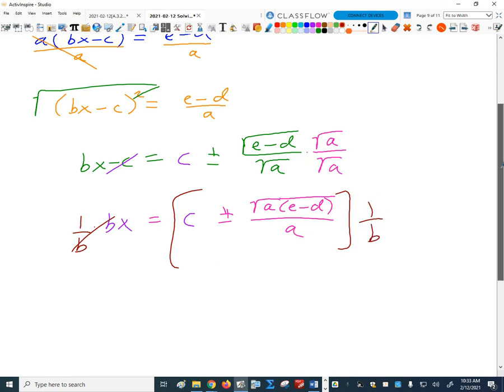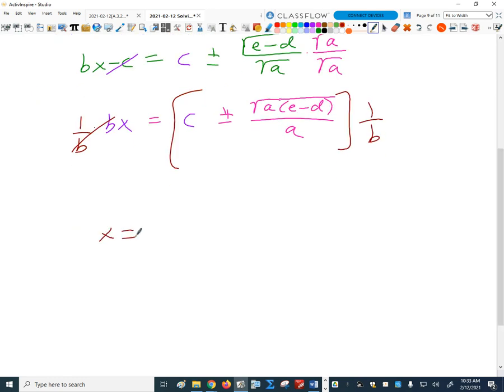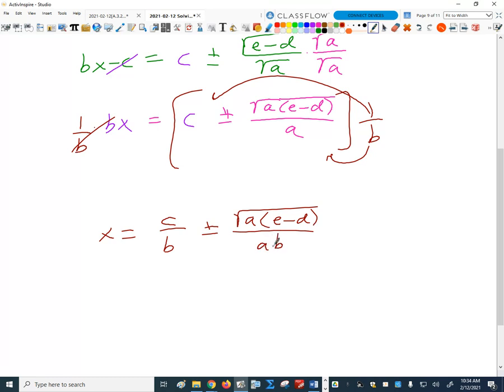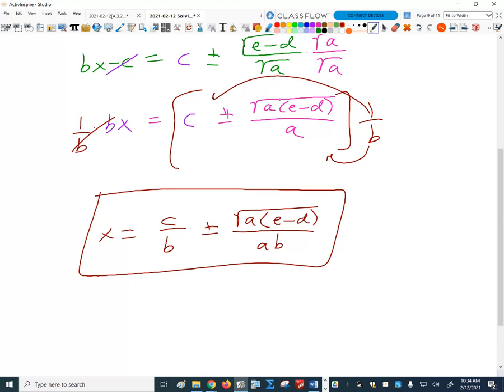And if I distribute the 1 over b through, I'm going to get x equals, when I distribute to this term, c over b plus or minus. When I distribute to this term, I'm going to get the square root of a times the quantity e minus d. And I could make those separate square roots if I wanted to. It's no big deal. Divided by a times b. So those are my two answers. Everybody agree? Okay. We got it. All right.